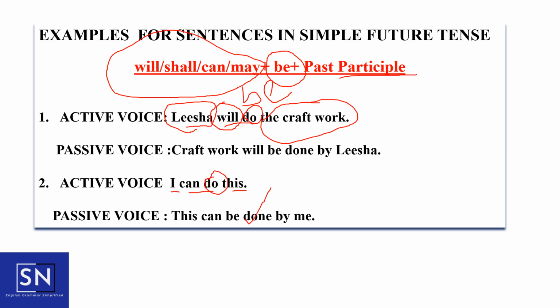Okay. So with all the tenses, with simple present tense, simple past tense, simple future tense, past perfect tense, present perfect tense, present continuous tense, past continuous tense, future tense, with all these and with the formula, we have discussed the active voice and passive voice.